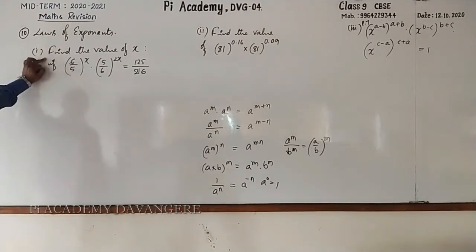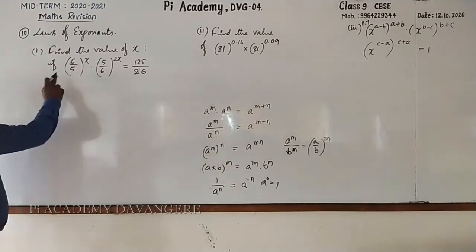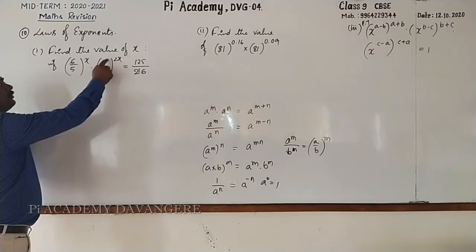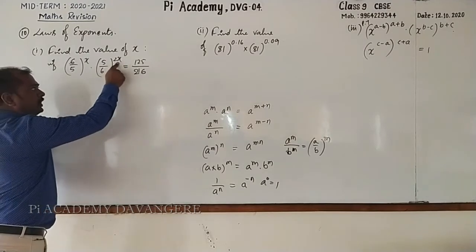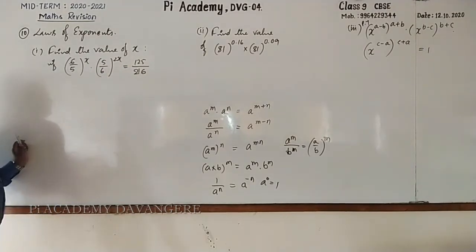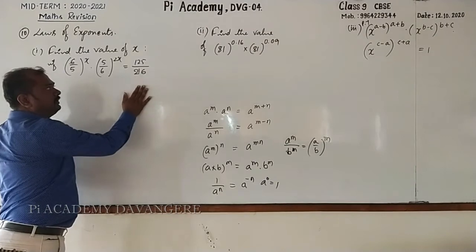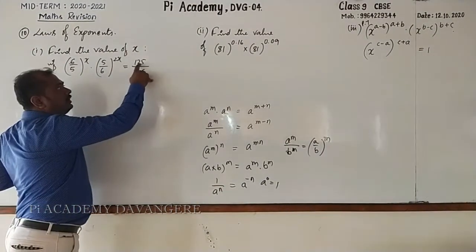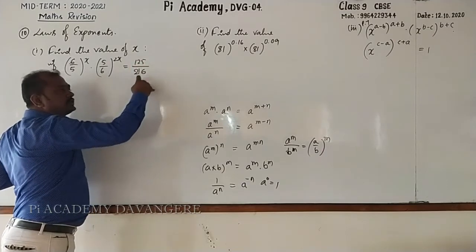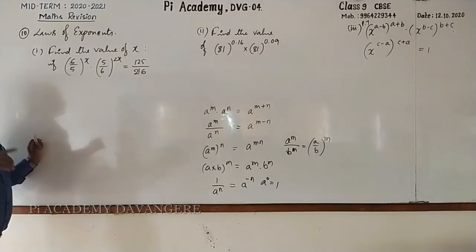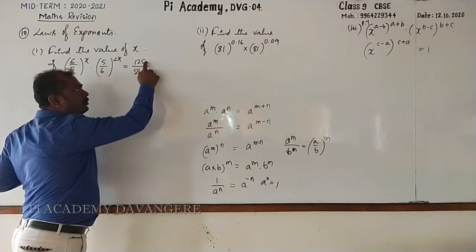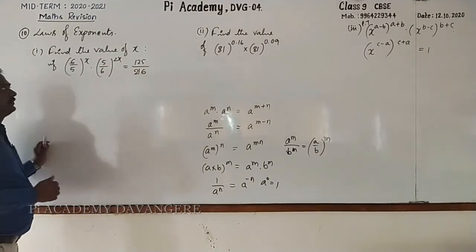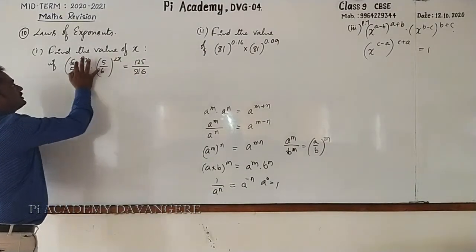This first example: find the value of x if 6 by 5 whole raised to the power x into 5 by 6 whole raised to the power 2x is equal to 125 by 216. Just by observing this, you can come to know that 125 and 216 are perfect cubes, right? 125 is the cube of 5, 216 is the cube of 6. 5 and 6. Here 6 by 5 is there.